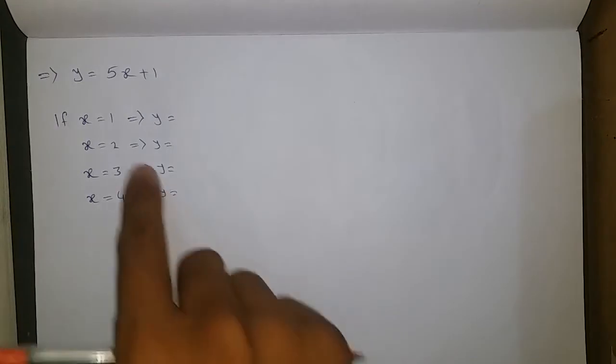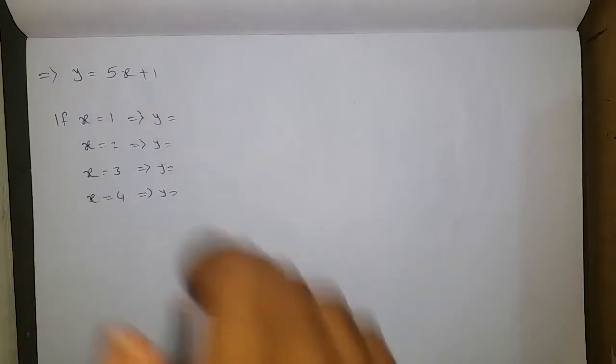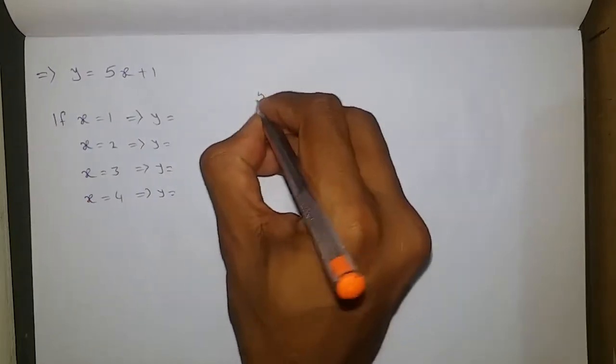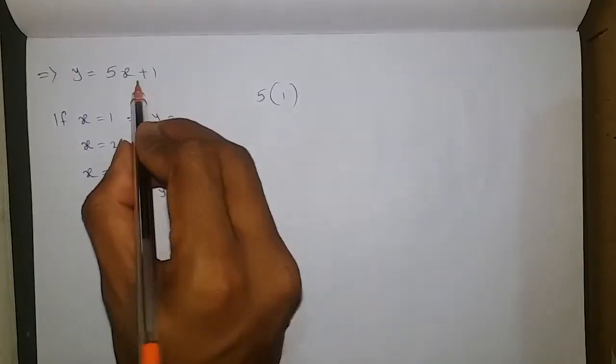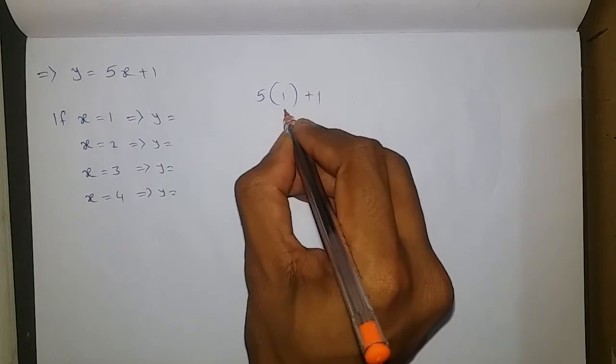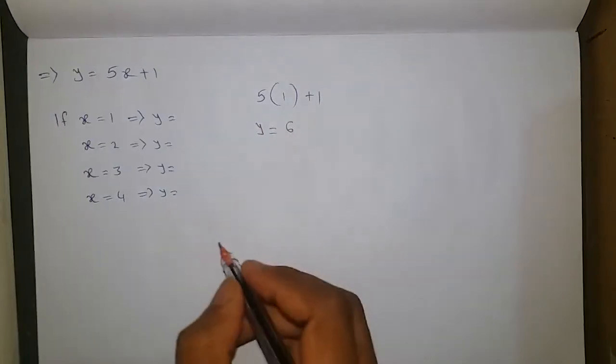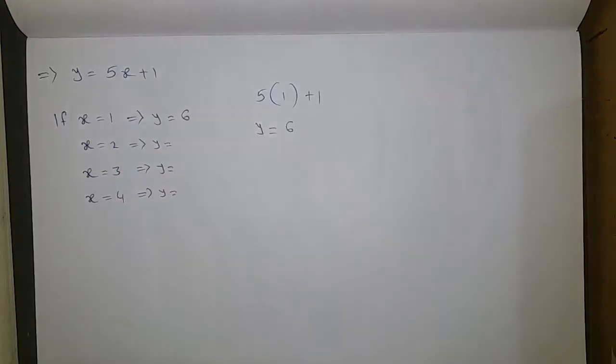Let us substitute the x value in the given equation and let us check now. In the place of x, I will substitute 1. 5 into 1 plus 1 as it is. 5 ones are 5 plus 1, 6. So y value is 6. I will write that 6 here.